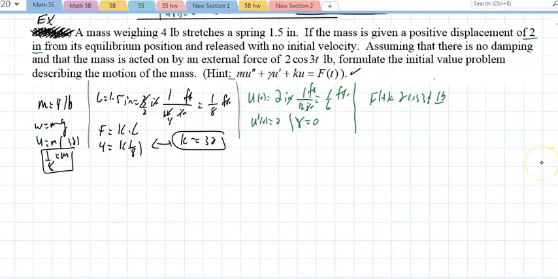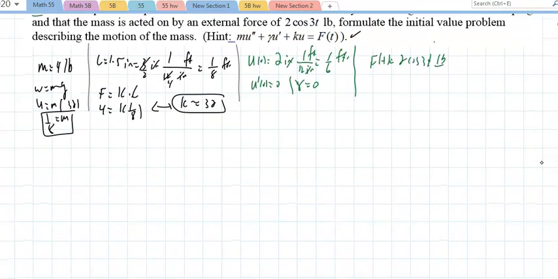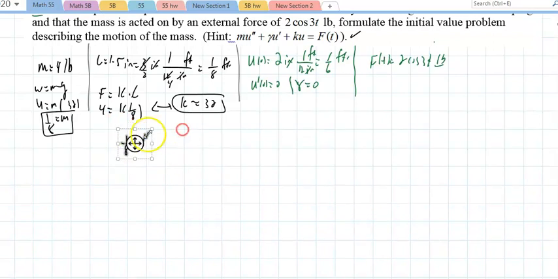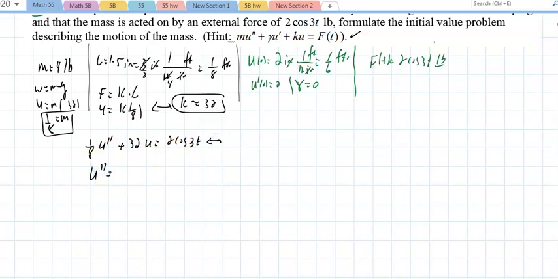So the equation now really looks like m u double prime plus 0, that's gone, plus 32u equals twice the cosine of 3t, or simply u double prime plus 256u equals 16 the cosine of 3t. So nothing short of section 3.5.